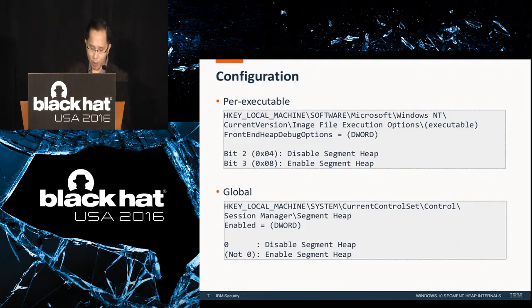If you want to enable or disable Segment Heap for a particular executable, you can use the FrontEndHeapDebugOptions entry in the Image File Execution Options registry key. Or if you want to enable or disable Segment Heap for all executables, you can modify the Enabled entry in the SegmentHeap key under the CurrentControlSet\Control\Session Manager registry key.